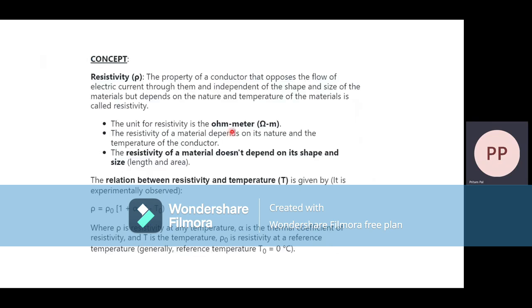So what do you mean by the resistivity of a system? The property of a conductor that opposes the flow of electric current through it, independent of the shape and size of the material but dependent on the nature and the temperature of the material, is called the resistivity. The unit for resistivity is the ohm meter. The resistivity of a material does not depend on its shape because it's an intrinsic property, and it does not depend on the size and shape.